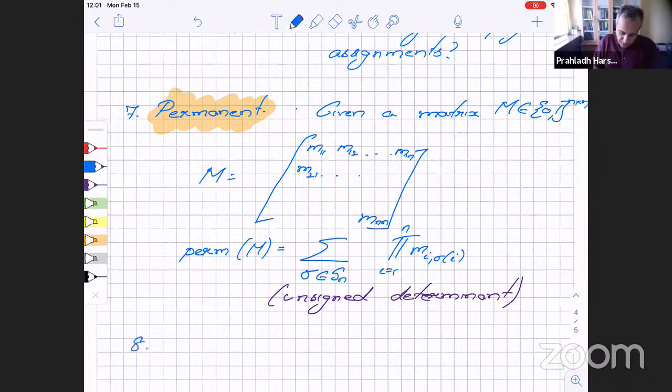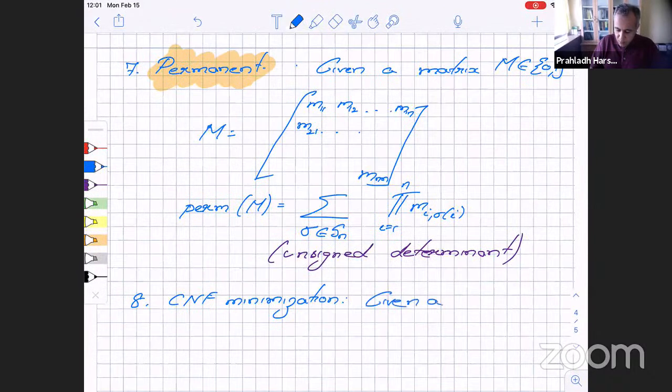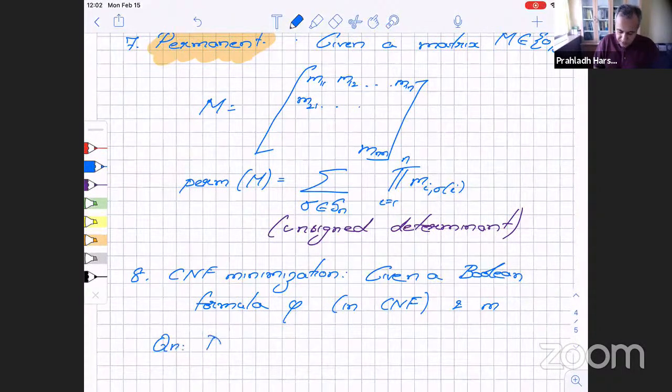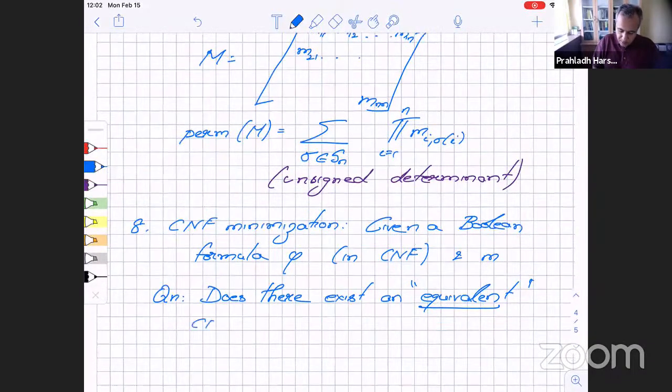So that's one problem. Another problem which we'll talk about is what I'm going to call CNF minimization. Once again, you're given a Boolean formula phi in CNF form, conjunctive normal form, and a number m. The question is, does there exist an equivalent CNF psi, such that psi is equivalent to phi, that's one, and the size of psi is less than or equal to m? I have to define what that means.